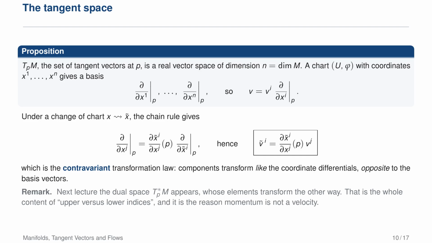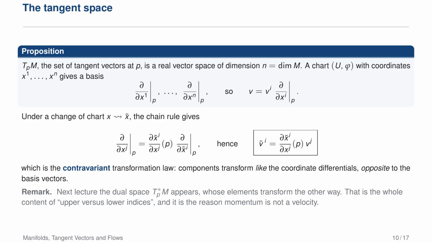Now change chart. The chain rule tells you how the basis vectors change. Partial with respect to xj equals the partial derivative of x tilde i with respect to xj times partial with respect to x tilde i. Run the same computation on components, and you get v tilde i equals the partial derivative of x tilde i with respect to xj times vj. That is the contravariant transformation law. Components transform like the coordinate differentials and therefore opposite to the basis vectors.